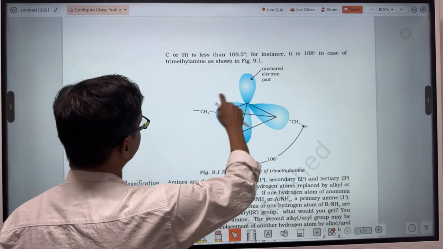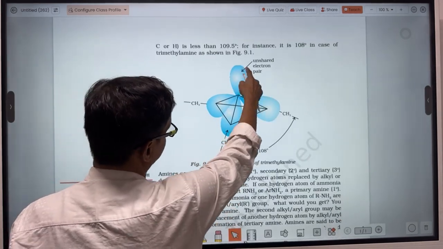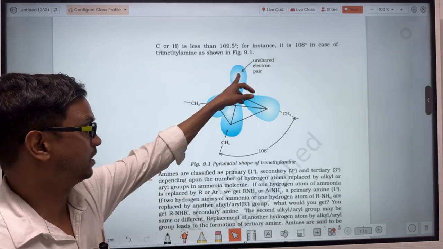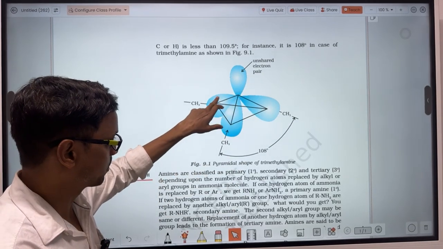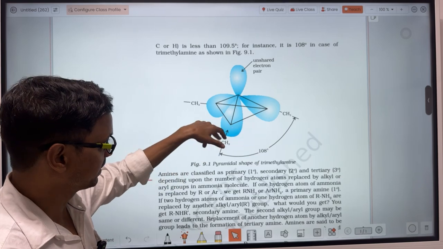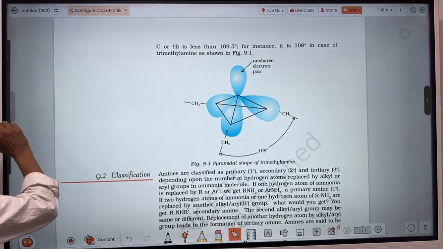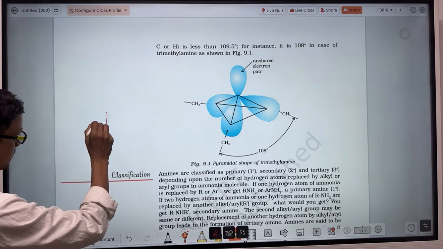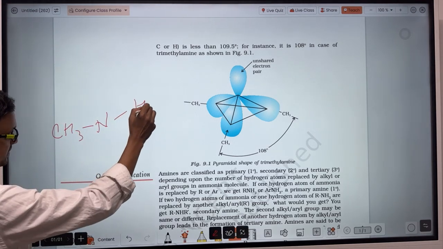That has been shown in this case here. The unshared pair of electrons repels the bond pair of electrons, so these hybrid orbitals will lie in this plane. Okay, what's the hybridization here? Watch out, as I have told you the shape, but what will be the hybridization of the nitrogen atom?